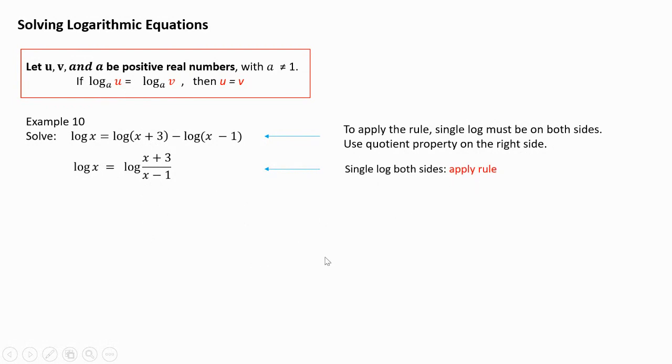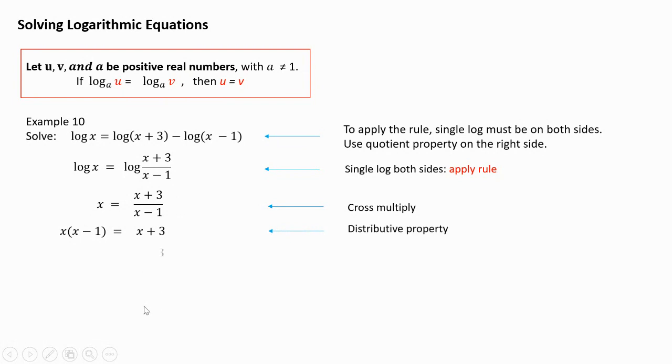Single log on both sides, apply the rule. So x must equal x plus 3 over x minus 1. Now here, guys, you can do it 2 ways. You can multiply both sides by x minus 1 or use a cross product, cross multiply. Cross multiplication means, this is like x over 1, so x times x minus 1 must equal 1 times x plus 3. Or you can multiply both sides by x minus 1, and then it'll cancel on this side, so you have x minus 1 equals x plus 3.